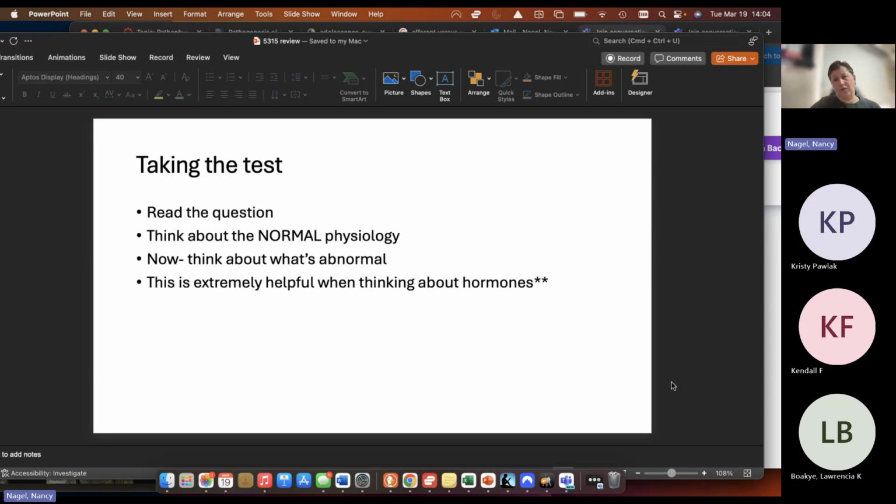Now, once you think about the normal physiology, then start thinking about the pathophys. What is abnormal in this situation, and why is it abnormal? This is going to be really, really helpful for you, especially when it comes to thinking about hormones, and in my opinion, when it comes to the heart and some of the other things that we talk about. Because if you know your physiology, it's a lot easier to understand when things go awry.